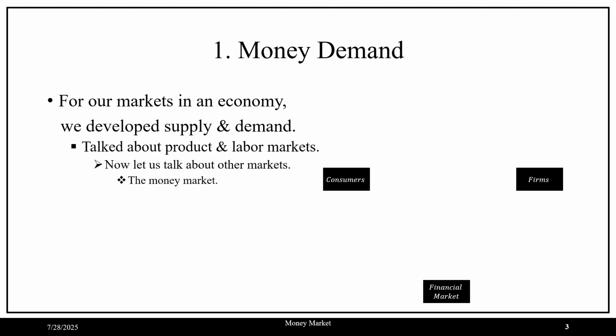To begin, for our markets in an economy, we have developed supply and demand to explain price and quantity determination. We have done this so far for both product markets and labor markets. Now we want to conclude this with our final market in the circular flow, being that of financial markets, where the specific financial market that we will talk about is the money market.